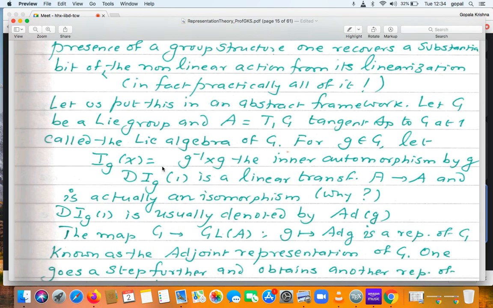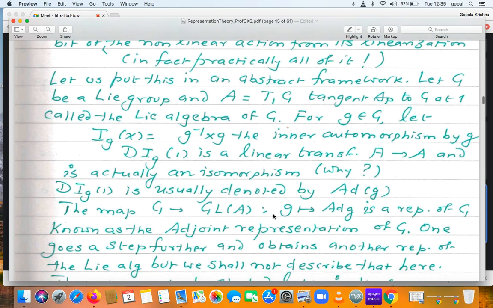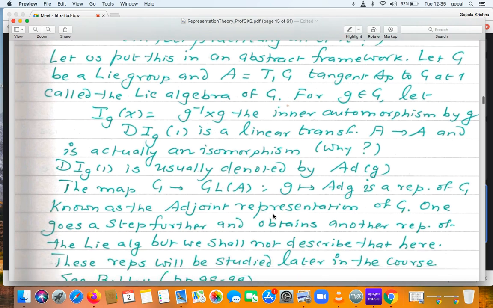So in other words, this map, little g going to the derivative at 1, takes little g from the Lie group, and the derivative is an invertible linear map from A to A. Invertible linear map from A to A means it is an element of GL(A). And that's a group representation. So you got a representation of a Lie group on the vectors in the Lie algebra. And this representation is called the adjoint representation, capital Ad g.